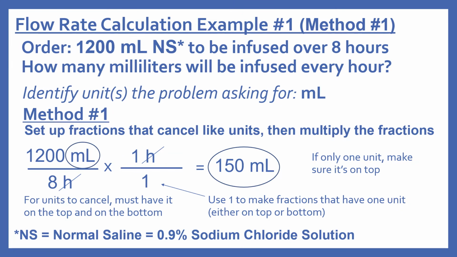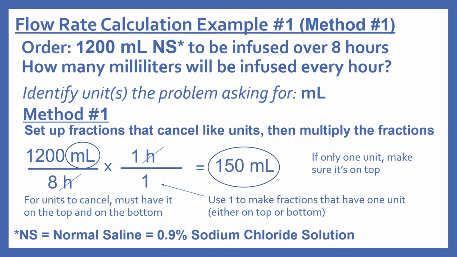So with method 1, we'll set up our fractions that cancel like units, then multiply the fractions. So we know there's 1200 milliliters per 8 hours. Milliliters is the unit that we're wanting. And then times 1 hour. We want to know how many milliliters for every hour. So it'll be 1 hour over 1. We have an hour on the top, an hour on the bottom, so the hours cancel. We're left with milliliters. And if we do the math, 1200 times 1 is 1200 divided by 8 times 1, which is 8. That gives us 150 milliliters.